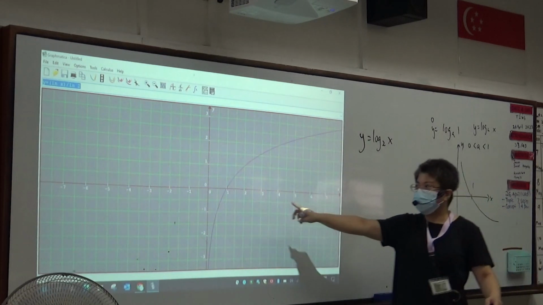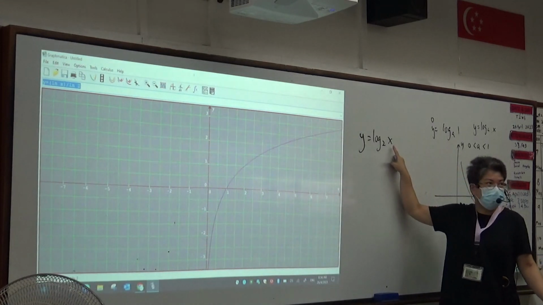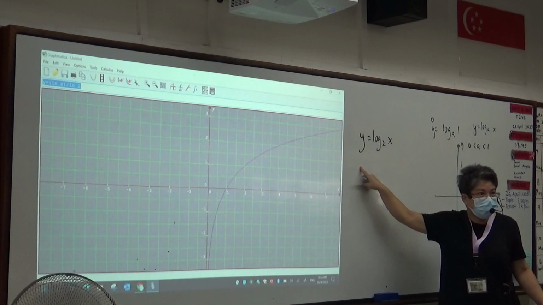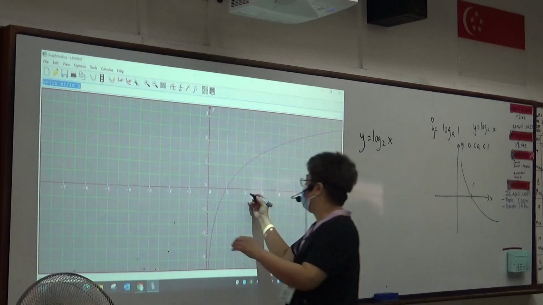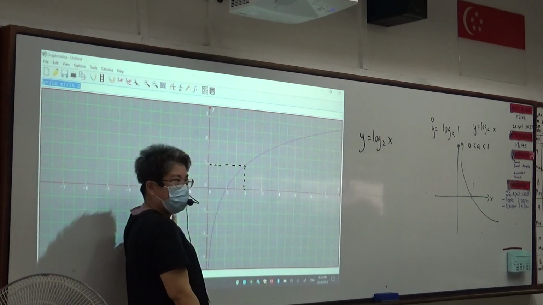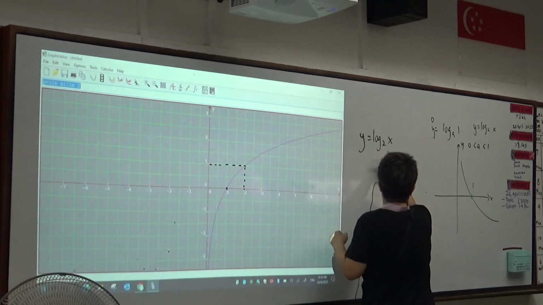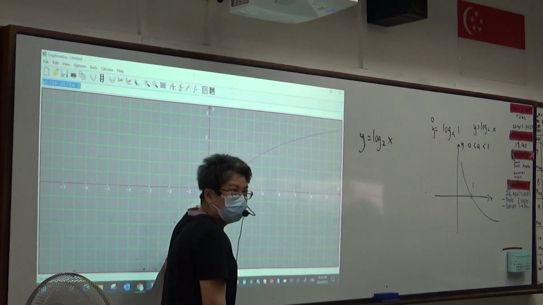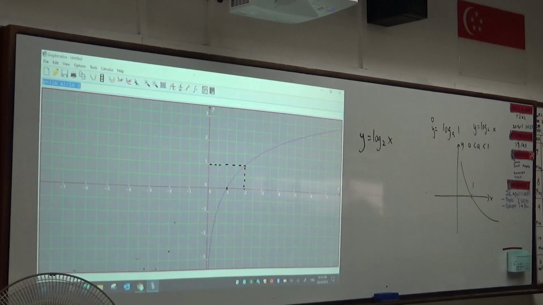Now, can you see it cuts at 1? Do you agree that when x is 2, I will get 1 for y? Yes or no? Log 2 is 1, right? Can you see at 2, you will get 1? Alright. Then it must cut at 1 because log 2, 1 is 0. Do you understand?